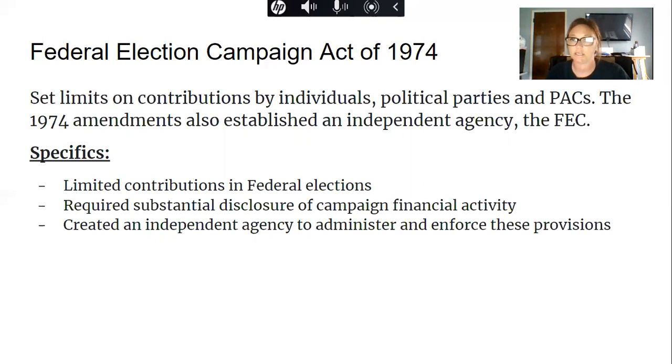So that's a really important part of it. It not only puts restrictions on campaign contributions, but it also sets up the Federal Election Commission, which is that government entity that oversees elections, how they're financed, and they're the ones who establish all these different laws in regard to that. Some specifics for this one: it limited contributions in federal elections, it required substantial disclosure of campaign financial activity, and it created an independent agency to administer and enforce these provisions, which was the FEC.